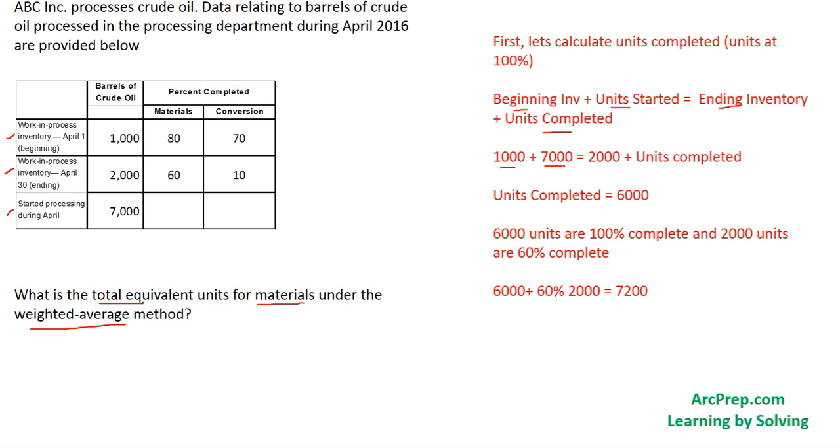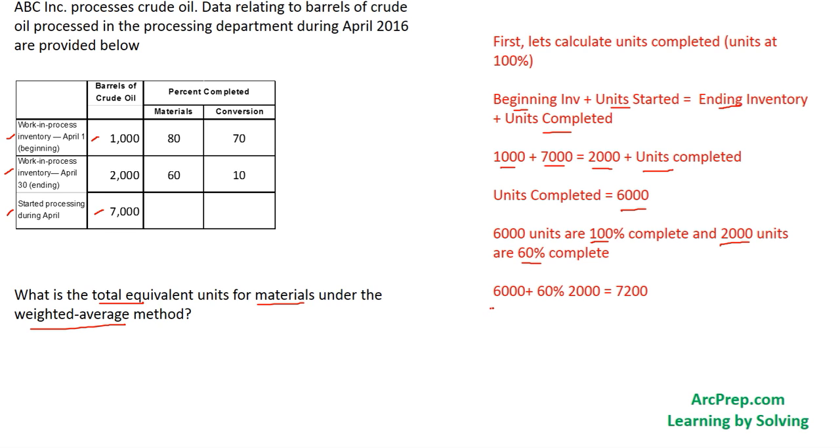1,000 plus 7,000 is what I had at the beginning plus what I'm starting. And there is a remaining ending balance in work in process inventory. The rest should be units completed. This 6,000 units are 100% complete. And we know that 2,000 units are 60% complete.